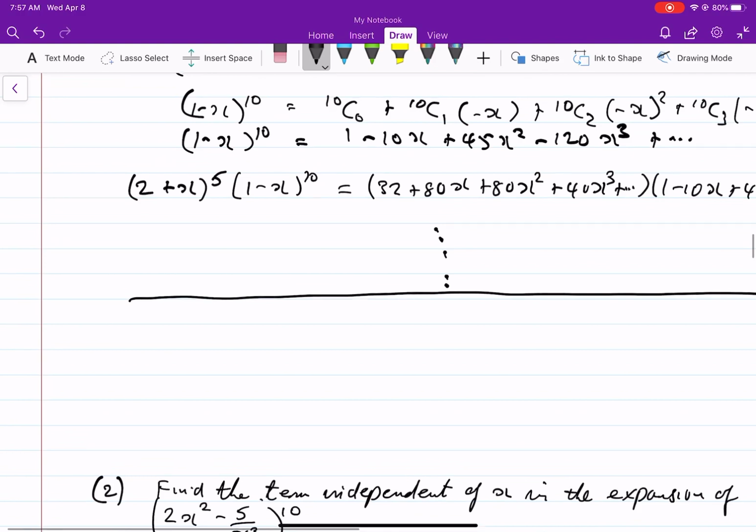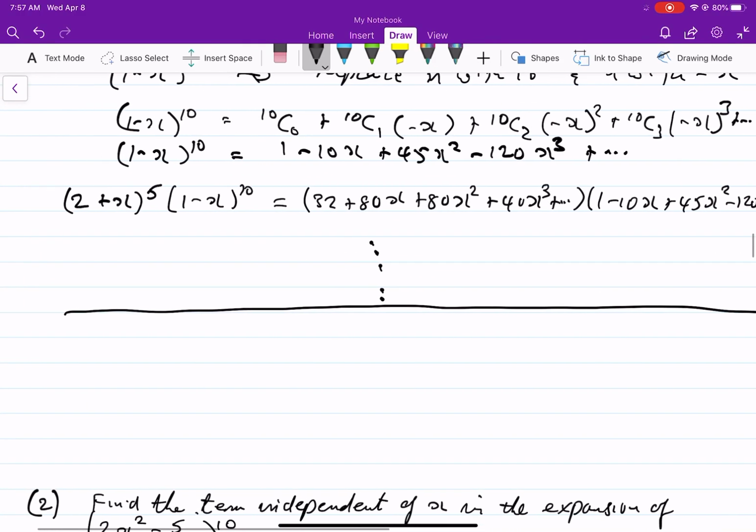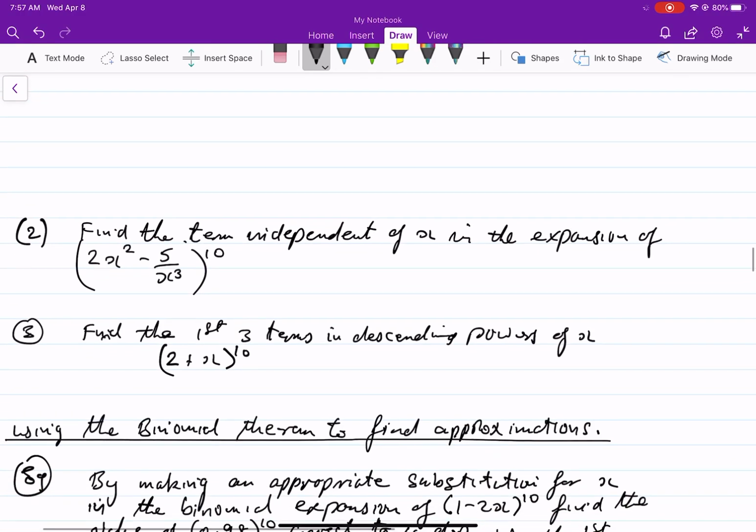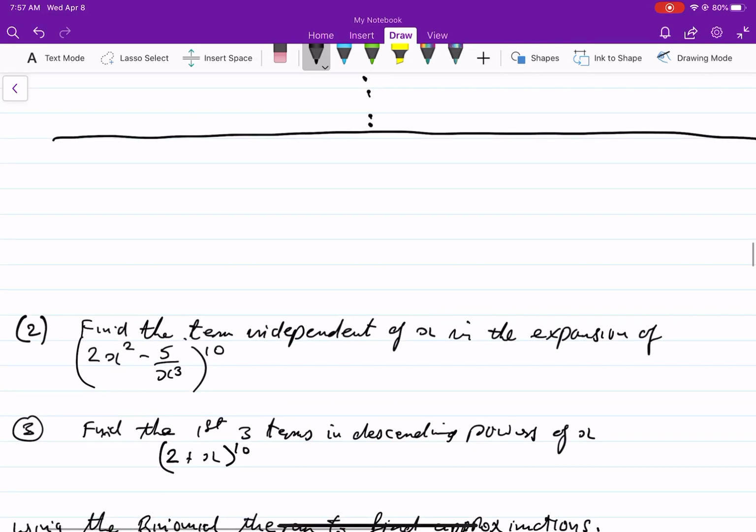All right, so that's that one. Now, they have some variations that they throw in here sometimes. So we're going to look at some of those variations.